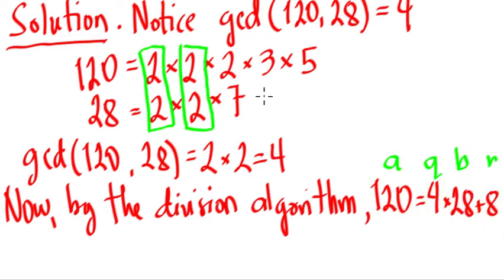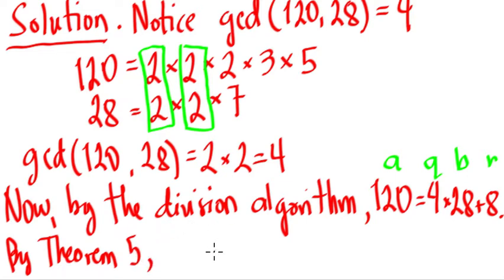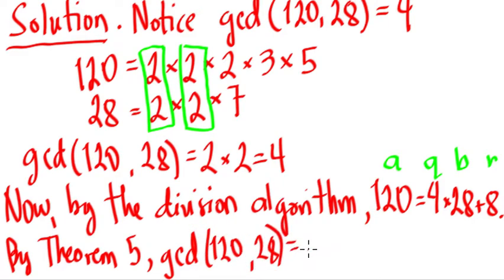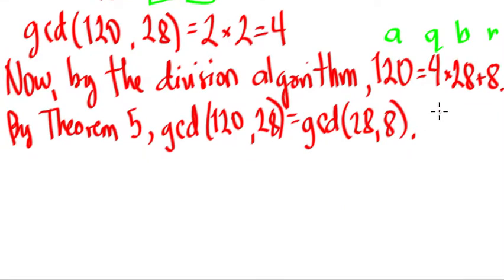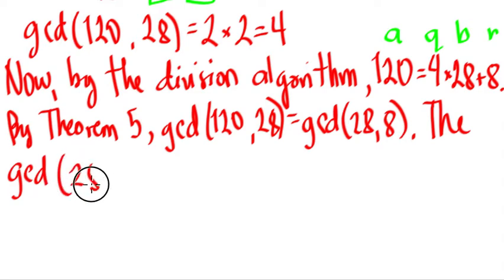So by theorem number 5, we can see that the GCD of 120 and 28 is just equal to the GCD of 28 and 8. And notice also that the GCD of 28 and 8 is equal to 4. How can we check that?